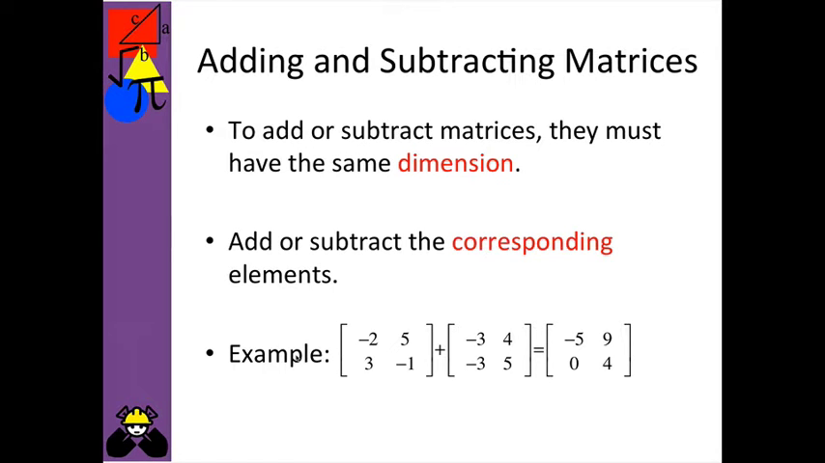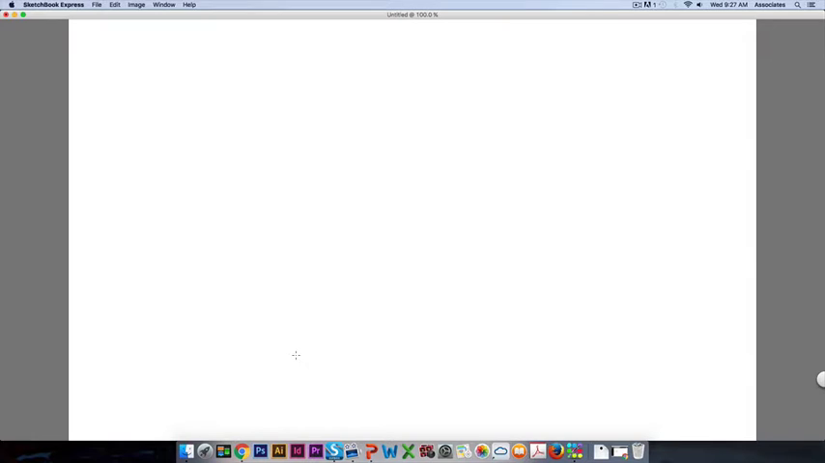Now, to add or subtract matrices, please add these two missing terms to your note taker. To add or subtract matrices, they have to have the same dimension or be the same size. To add or subtract them, we add or subtract the corresponding elements. So I've got an example, but let me go to my slate and give you a step through on how to do this. So let me make the first matrix.